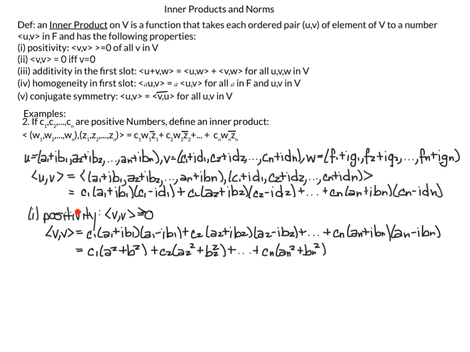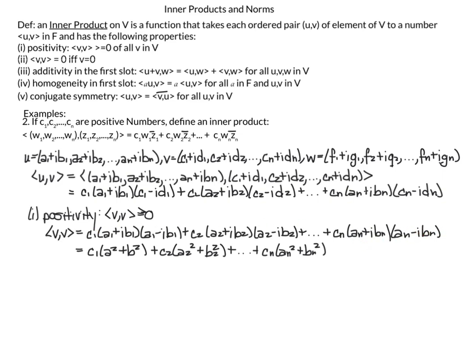The first property I'm going to demonstrate is positivity. So I'm going to look at the inner product of v with itself. Here I have our definition: c1 times (a1 plus ib1) times the complex conjugate of the first coordinate of v, which is a1 minus ib1, plus c2 times (a2 plus ib2) times (a2 minus ib2), up to the nth term, cn times (an plus ibn) times (an minus ibn).